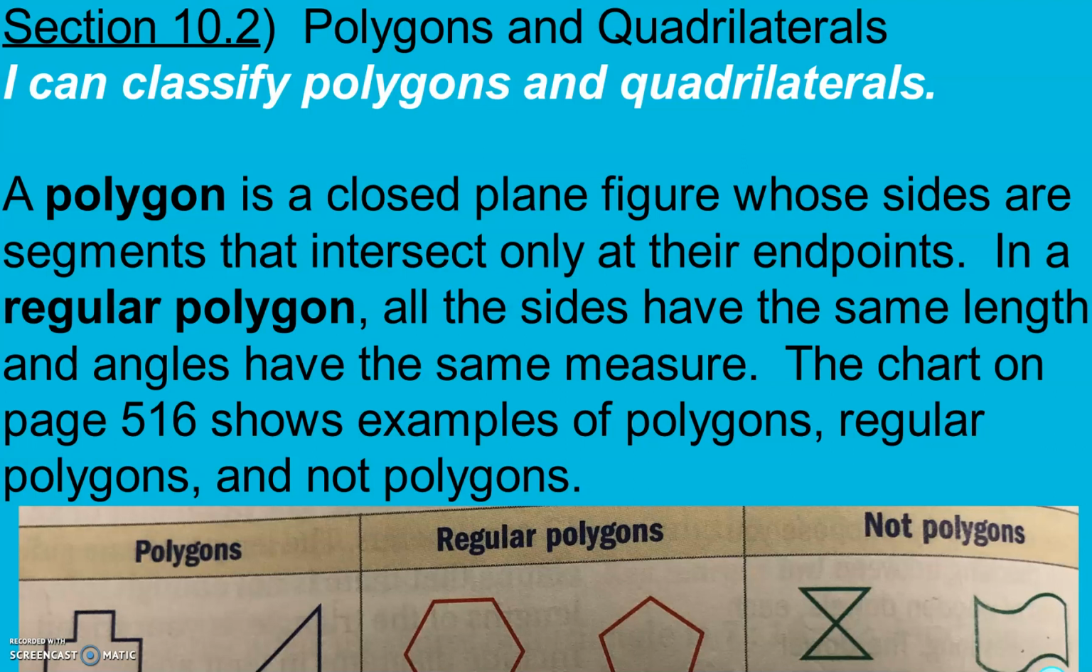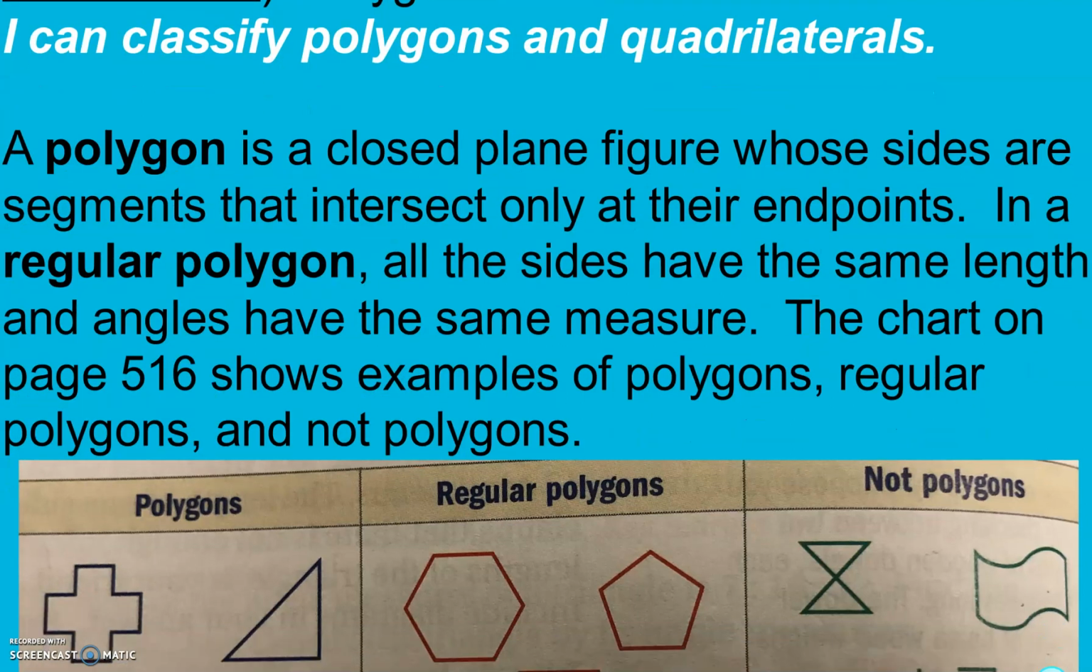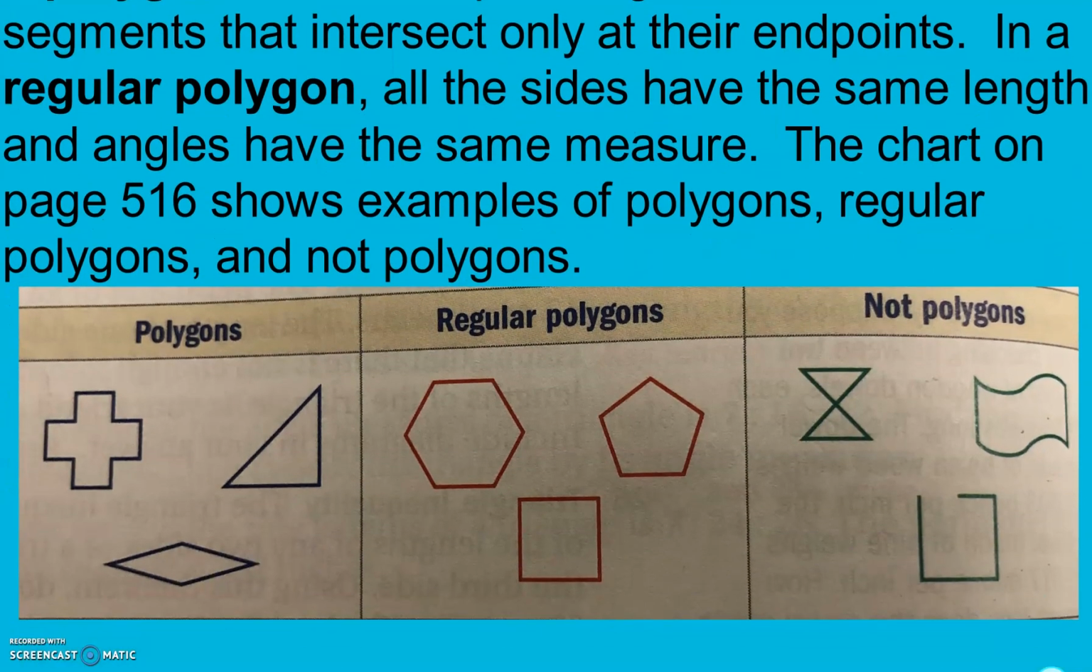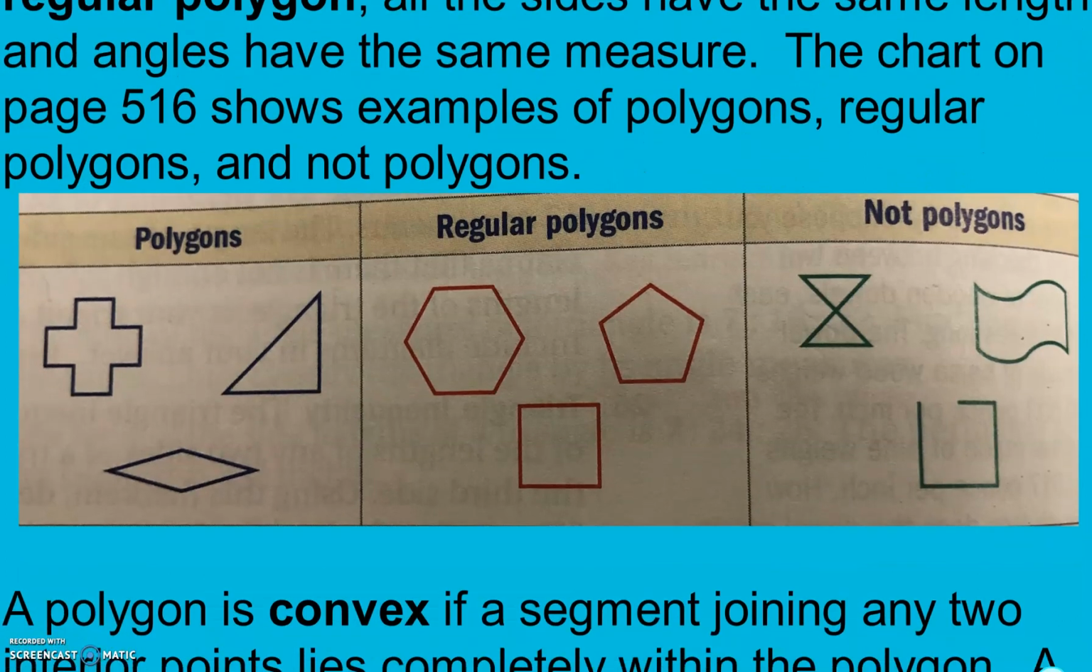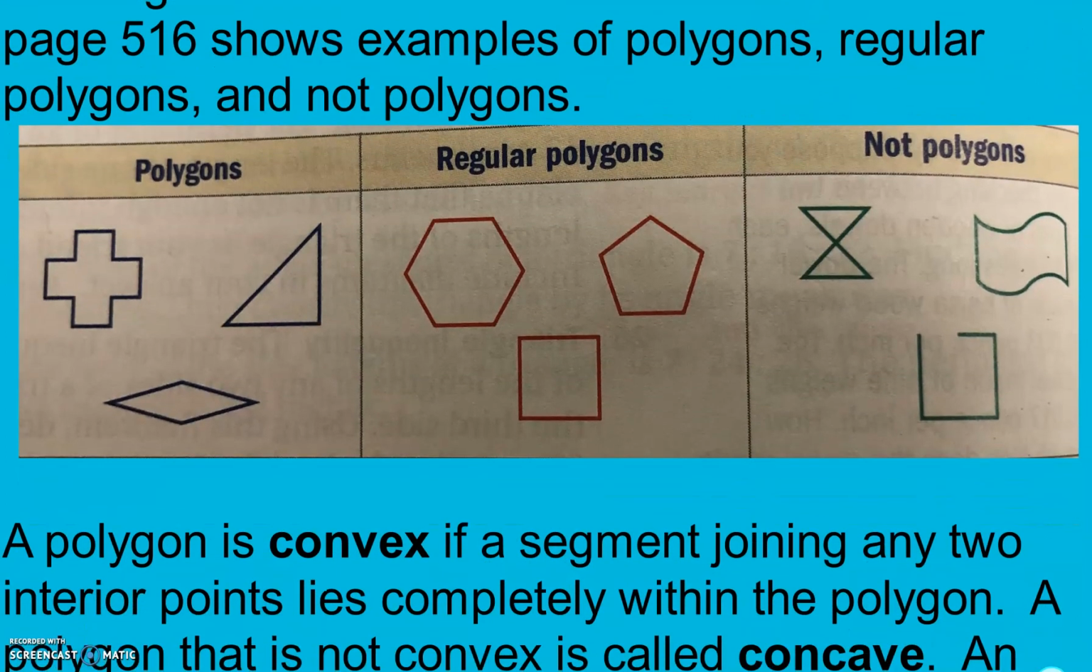In a regular polygon, all the sides have the same length and angles have the same measure. The chart on page 516 shows some examples of polygons, regular polygons, and not polygons. So here in the first box, we see these are all polygons. They're all made of line segments, which means they're straight. They don't intersect anywhere other than the endpoints where they meet, and they're closed.